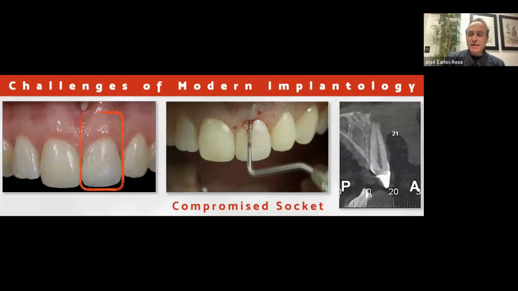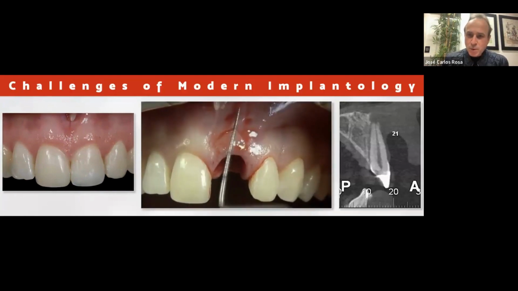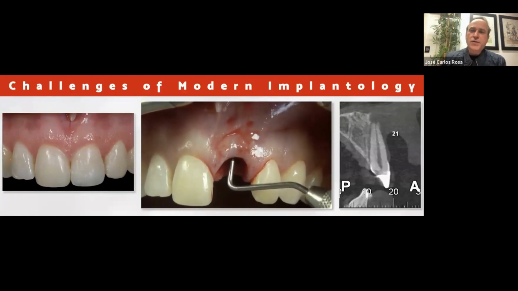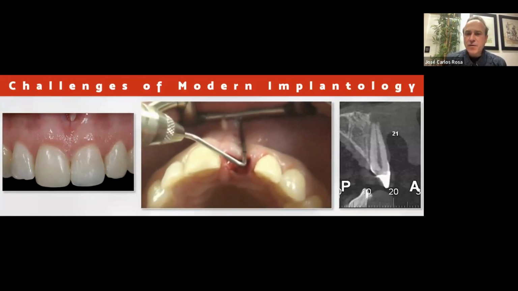This is what I believe in. This is my mission, to spread the technique as much as I can worldwide, in order to offer your patient the best treatment ever in the management of compromised sockets.